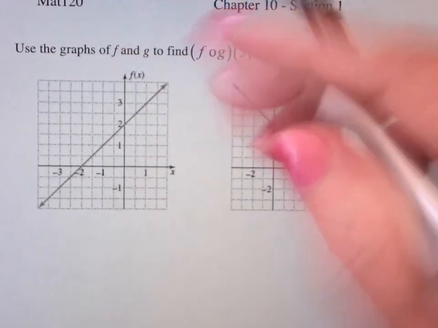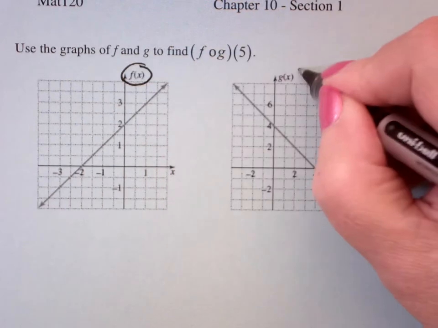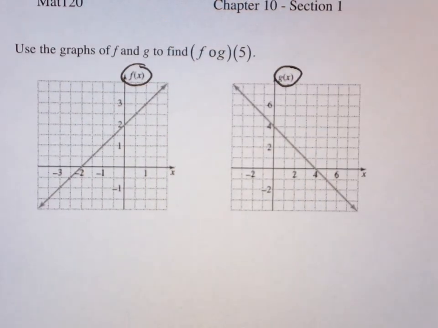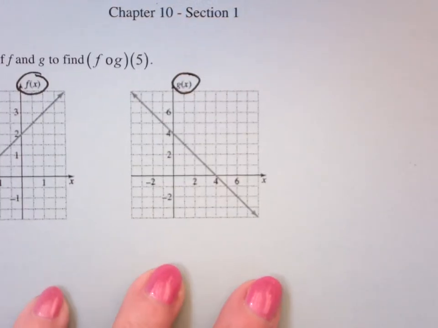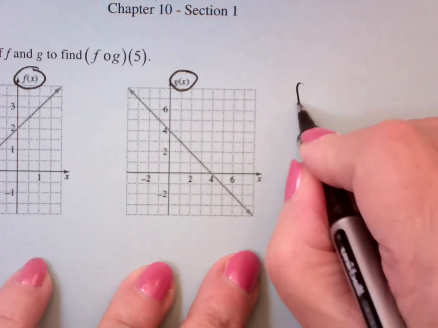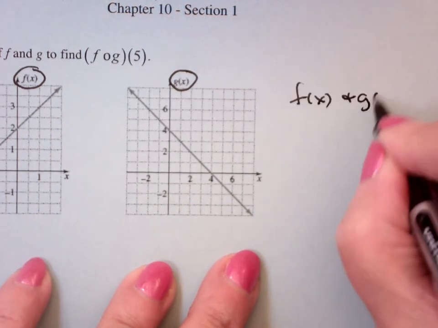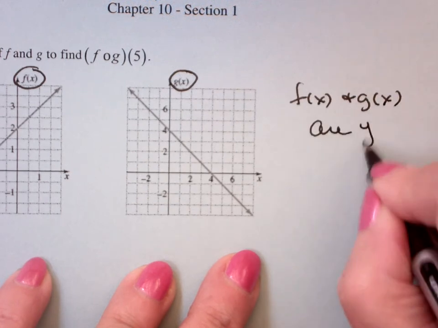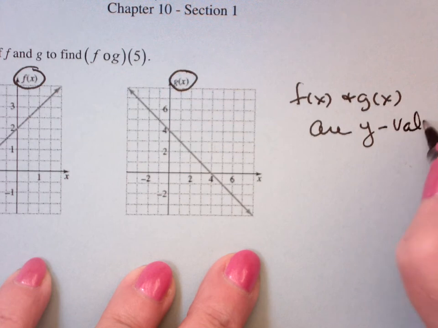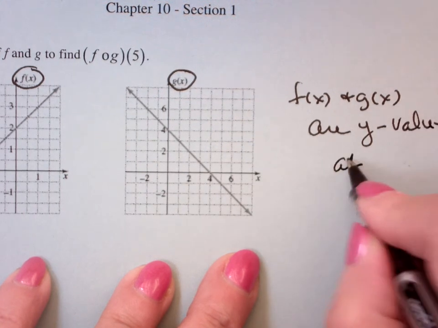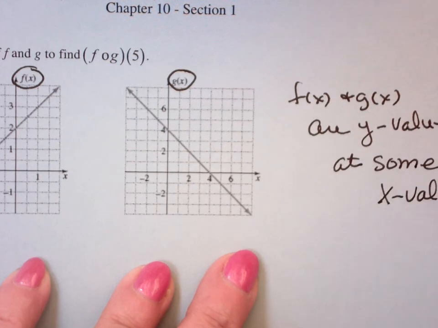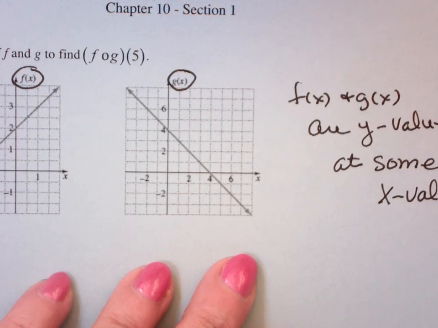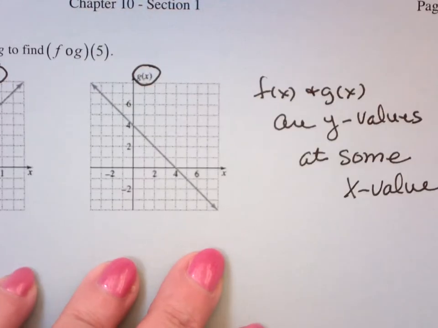This is the graph of f of x, and this is the graph of g of x. Now, things that we need to remember is this. F of x and g of x are y values at some x value. The y values at some x value.